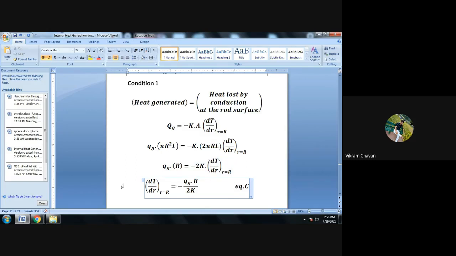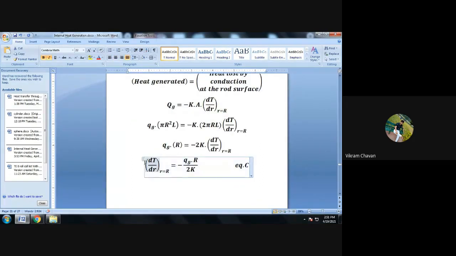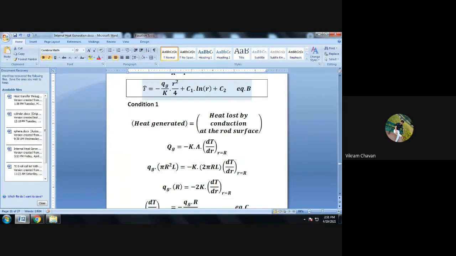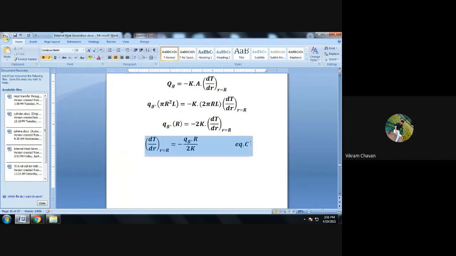So now we are getting this equation for differentiation of t with respect to r when small r is equal to capital R. Now we have to determine the differentiation of t with respect to r for this general heat conduction equation. Once again we have to determine dt divided by dr when r is equal to R. So to determine this, we have to differentiate equation number b. Everyone reached up to equation number C? Is there any doubt, any question?